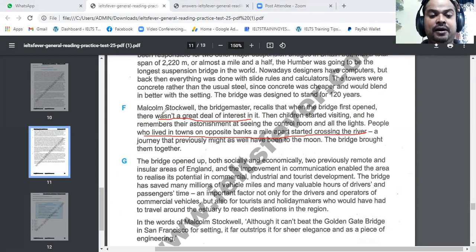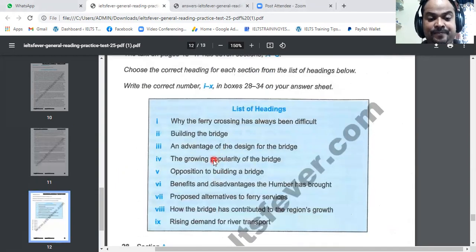So I got it that it wasn't a great deal of interest. When it was first opened, it wasn't a great deal of interest. Then children started visiting, and people who lived in towns opposite banks and miles apart started crossing the river. So I've got the answer because I have something in my mind. Let me see whether that's the answer here. So it is.